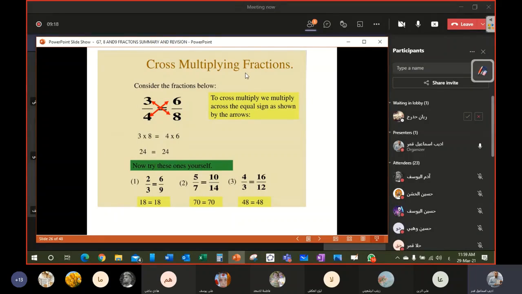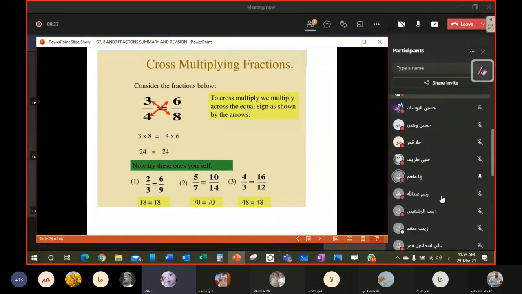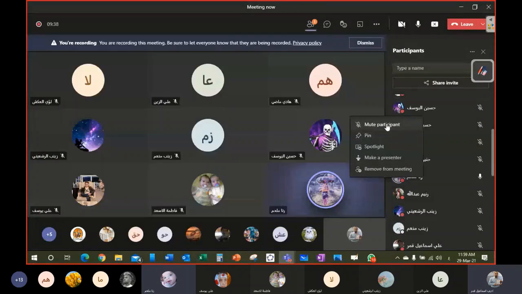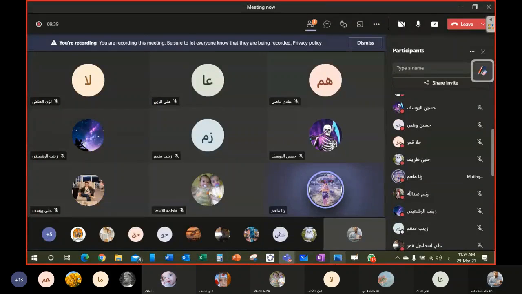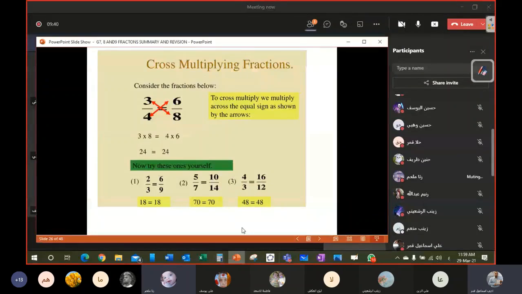Cross multiplying shows us that we can write them as 3 times 8 is equal to 4 times 6. 3 times 8 is equal to 24, and 6 times 4 is equal to 24. So 24 equal to 24. Okay, now try these ones by yourself.